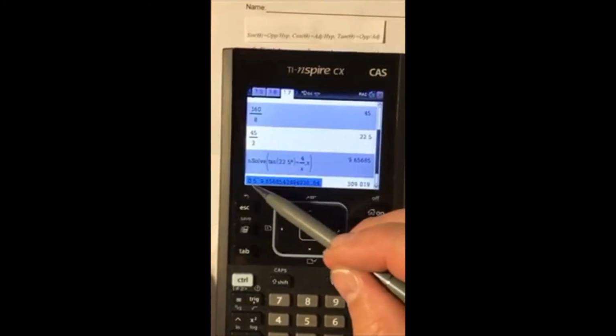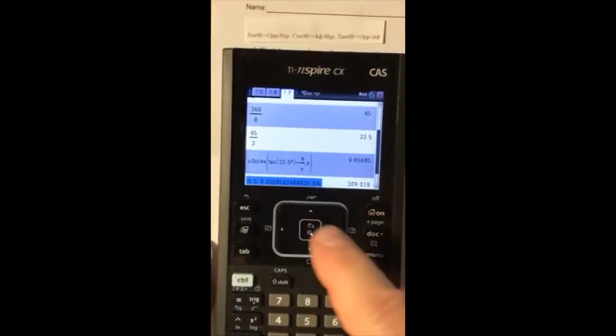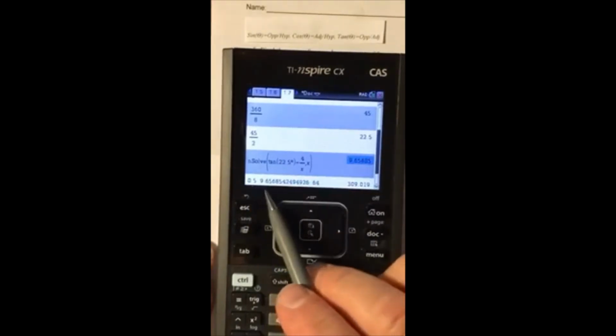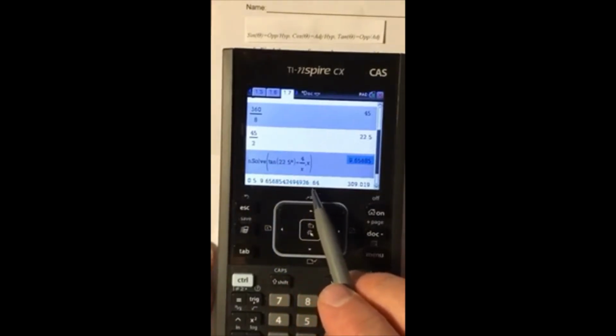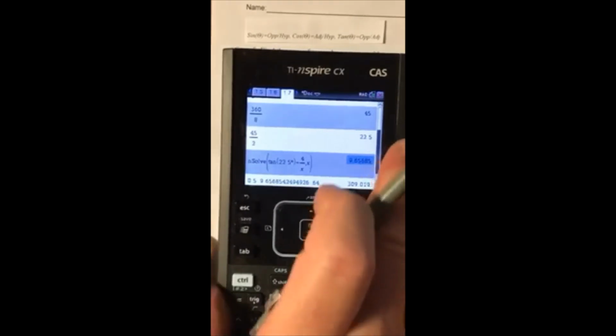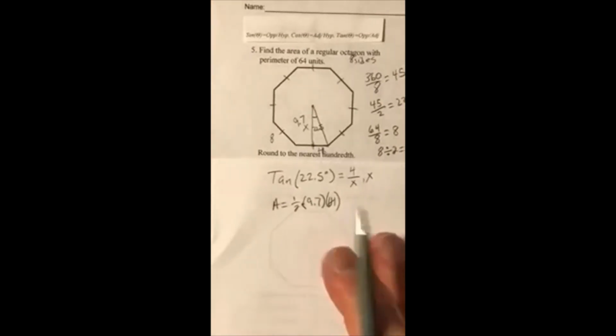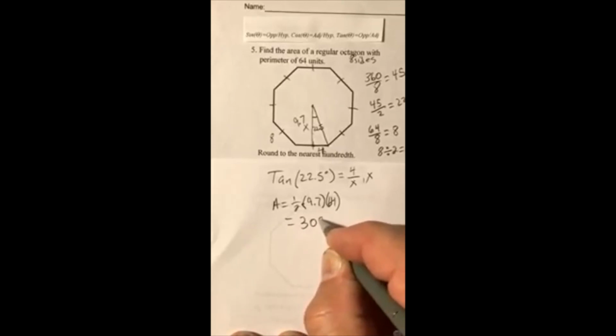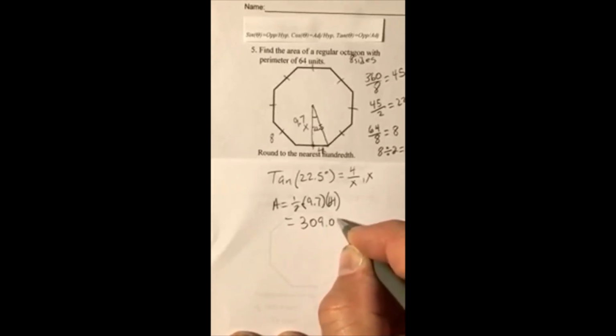As you can see, what I did was put down 0.5, and I showed you this earlier, and I just arrowed up, pressed enter to bring in all of those decimal places, and then times perimeter. That got us 309.019, so we want to round that to the nearest hundredth, which would be 309.02.